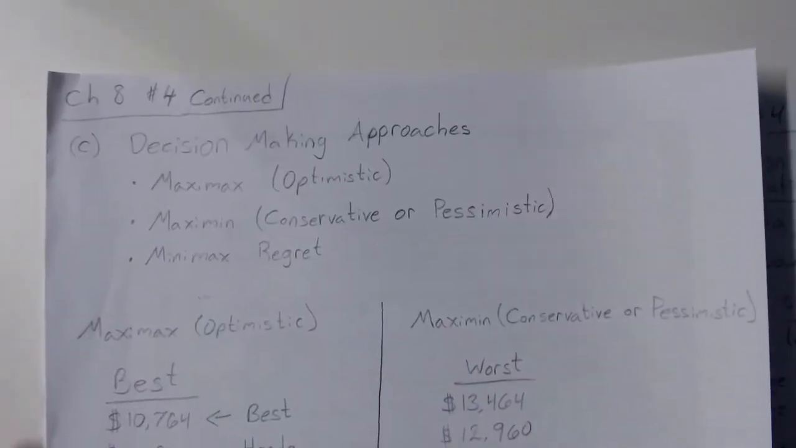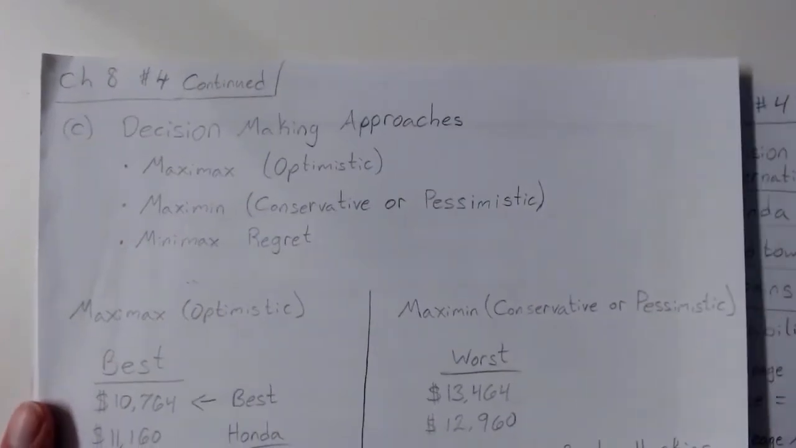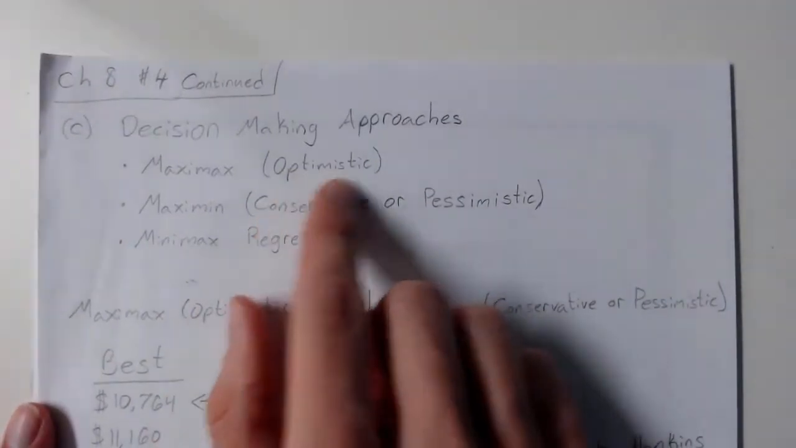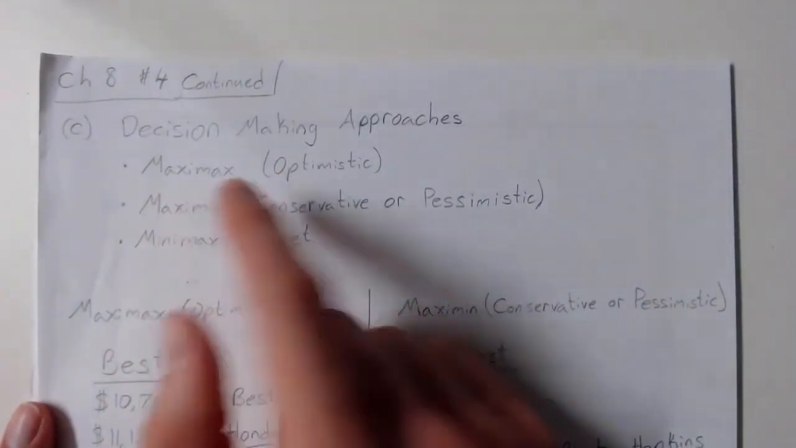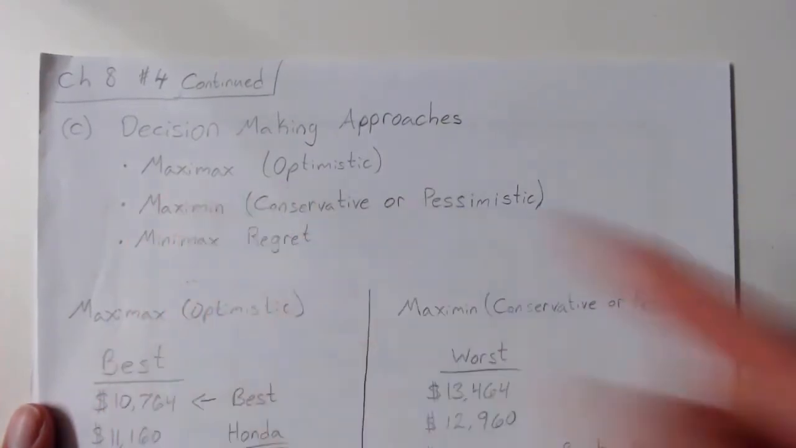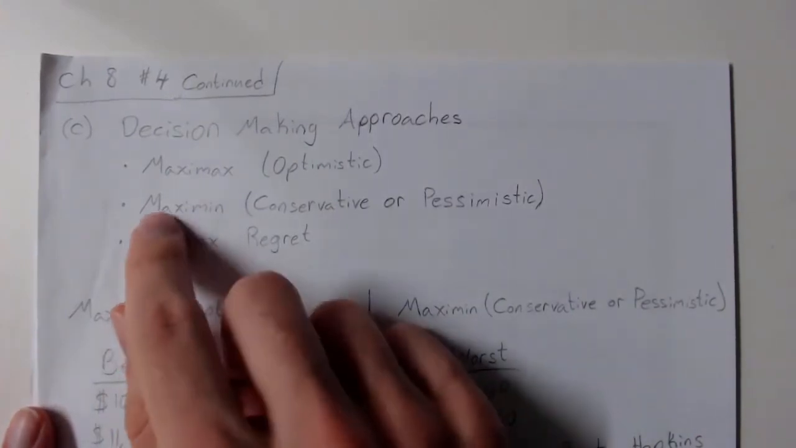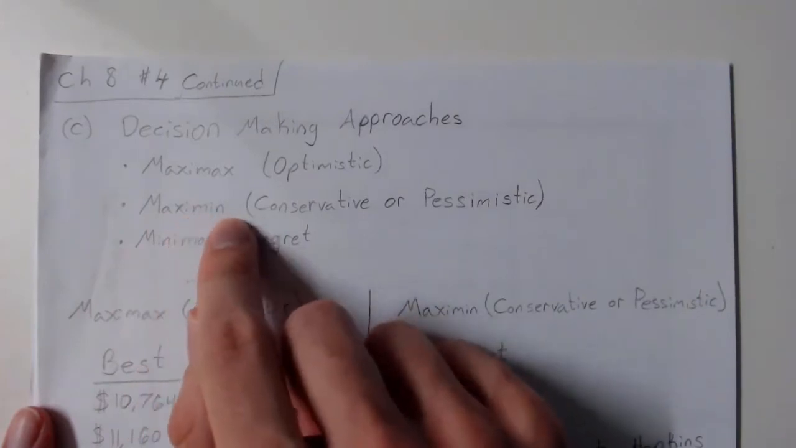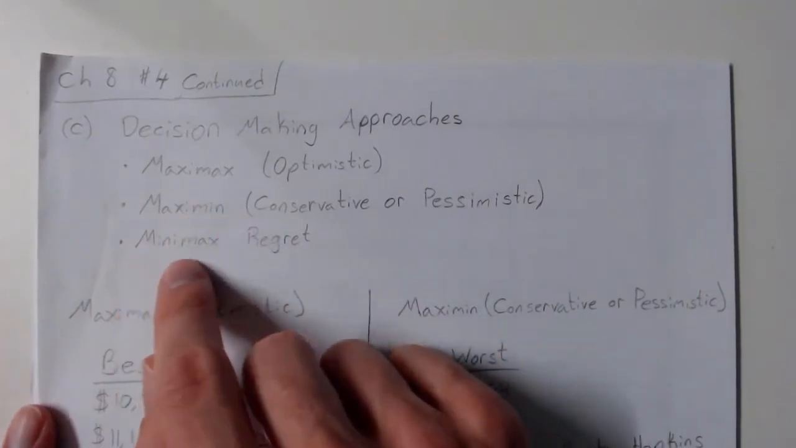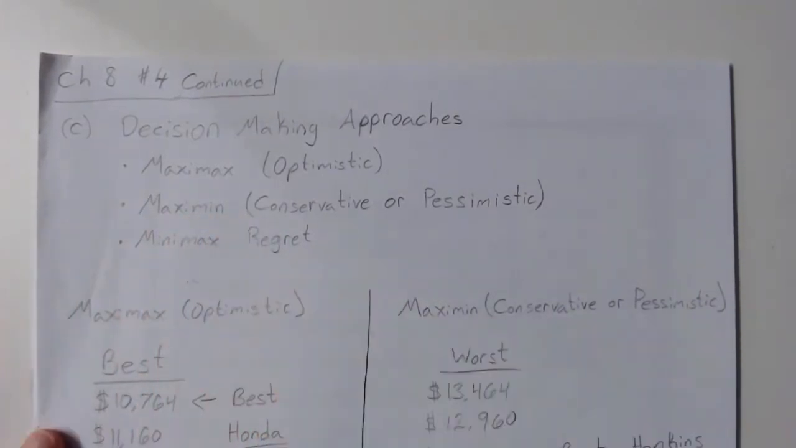Looking at Part C, now we have different decision-making approaches. One approach is the optimistic approach called Maximax. We're trying to maximize the max value. The Maximin, or the conservative or pessimistic approach, we're maximizing the minimum value. And the minimax regret, we are minimizing the maximum regret.